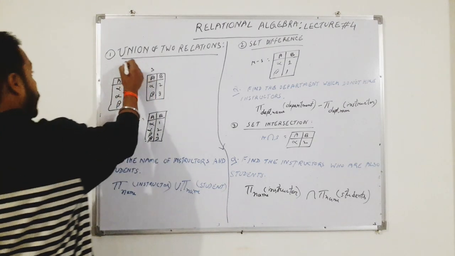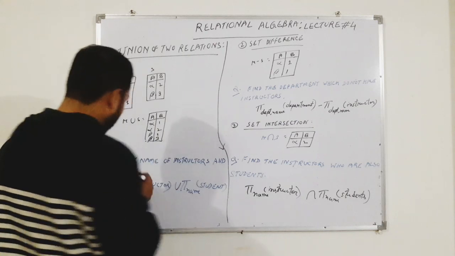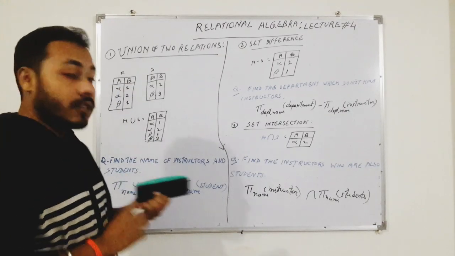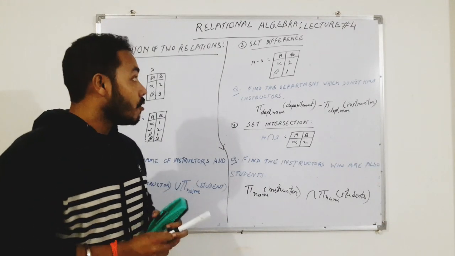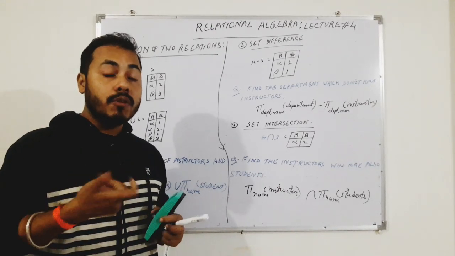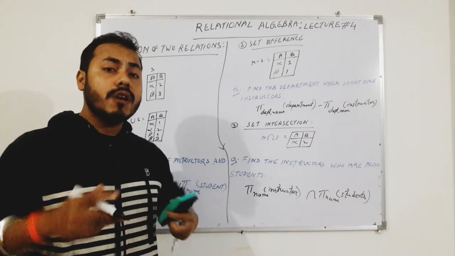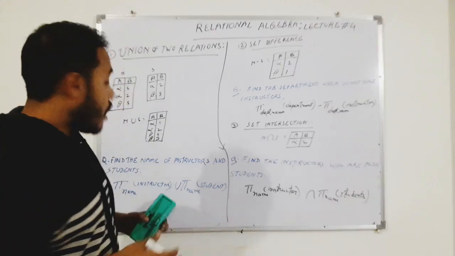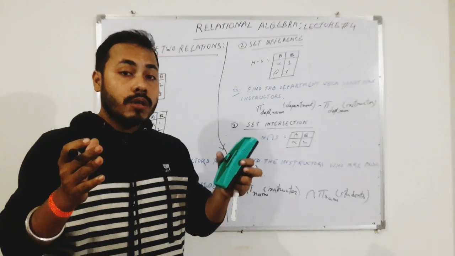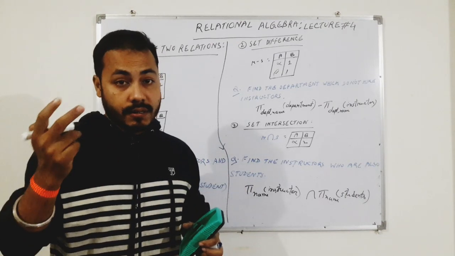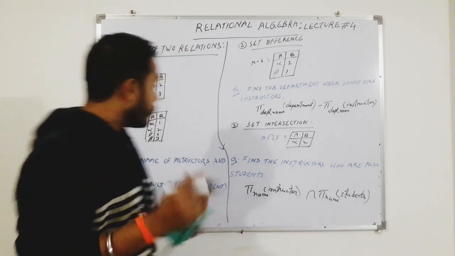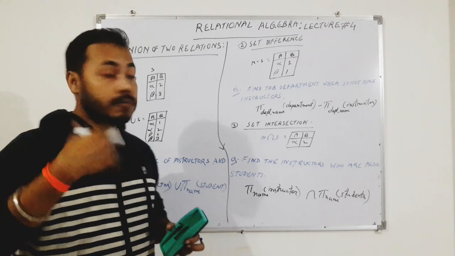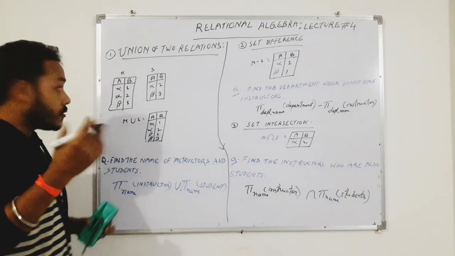Union of two relations. I know that all of you have come across the term union in your mathematics or in your Boolean algebra. Everywhere you have seen this operator used. So union means what? We try to combine two sets. I will take some examples to illustrate this operator.